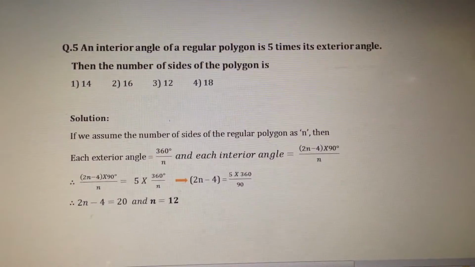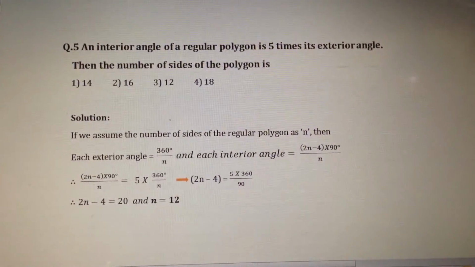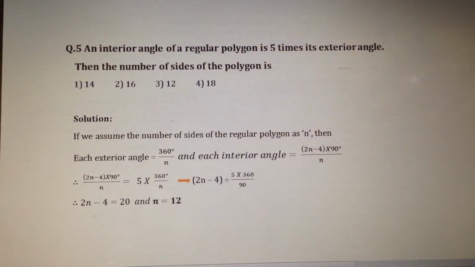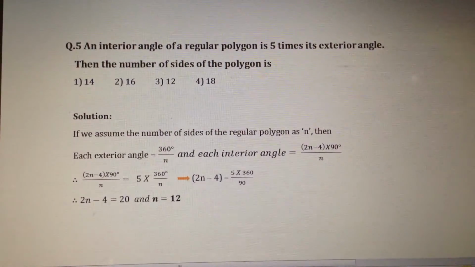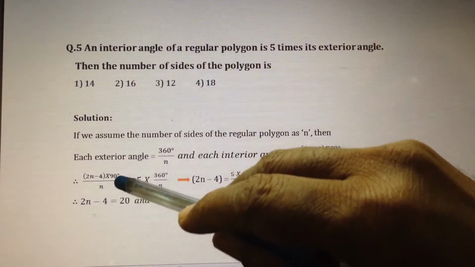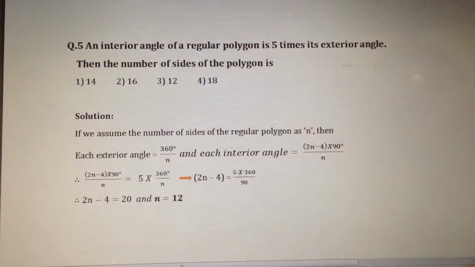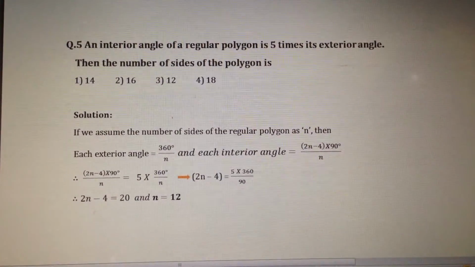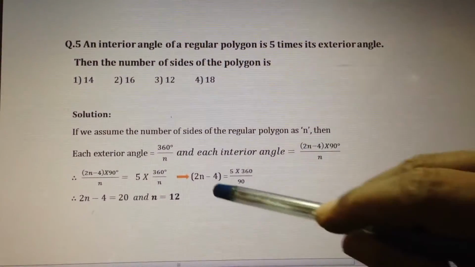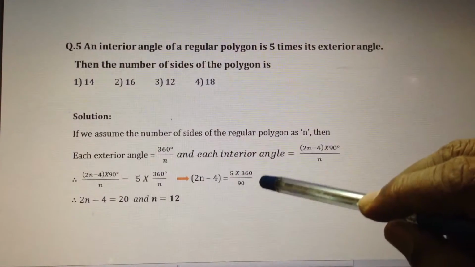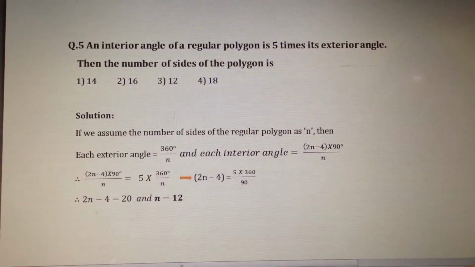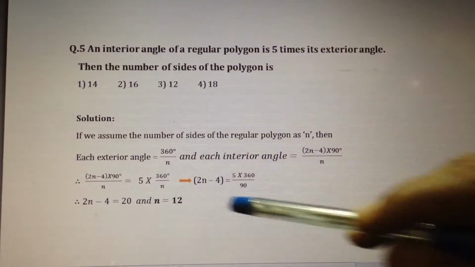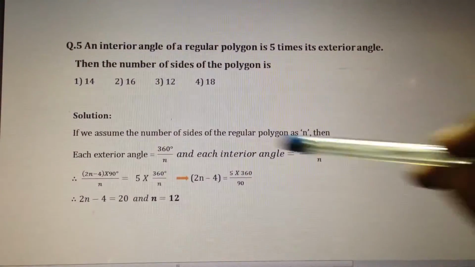It is given that an interior angle is 5 times its exterior angle. Therefore, (2n minus 4) into 90 by n is equal to 5 into 360 by n. Therefore, 2n minus 4 is equal to 5 into 360 by 90, and 2n minus 4 is equal to 20, and n is equal to 12. So, our answer is option number 3.